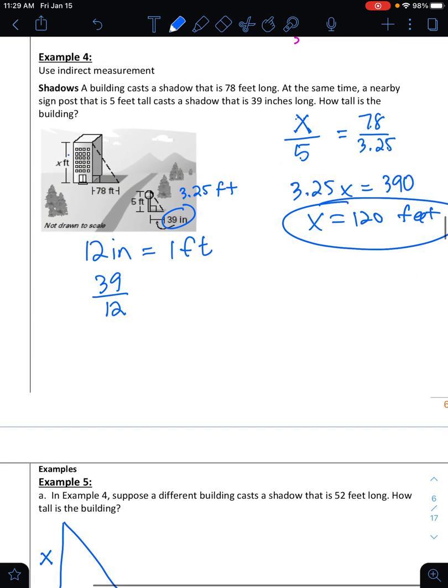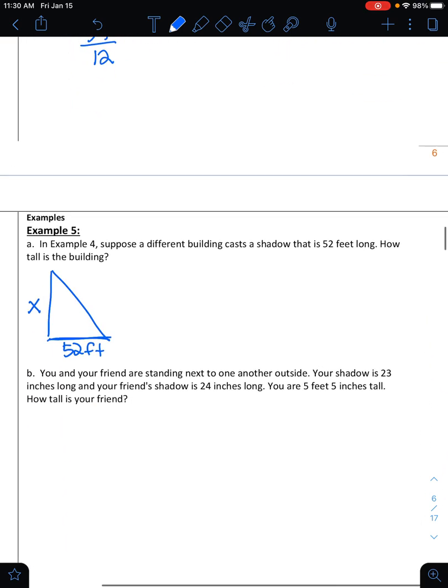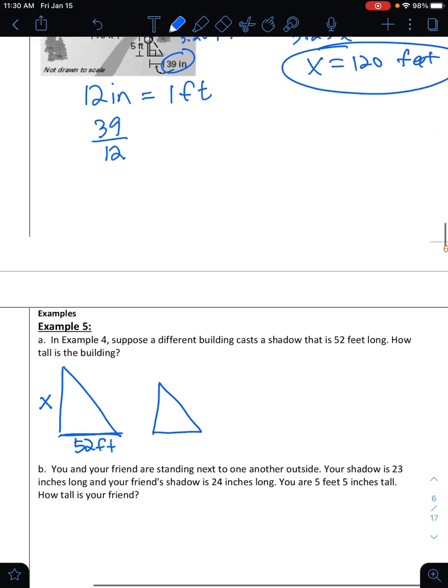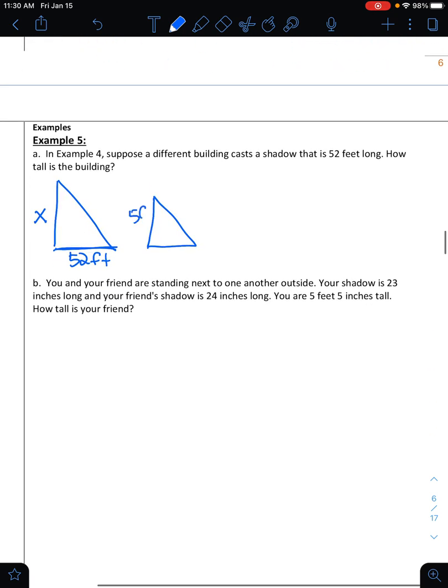Let's go back and we can utilize the building or the signpost here. So let's bring in, I'll just recreate the signpost. So 5 feet tall, 39 inches. Actually, we want 3.25 feet here. We'll use 3.25. And then we just want to recreate that proportion, and we'll get a slightly different answer.